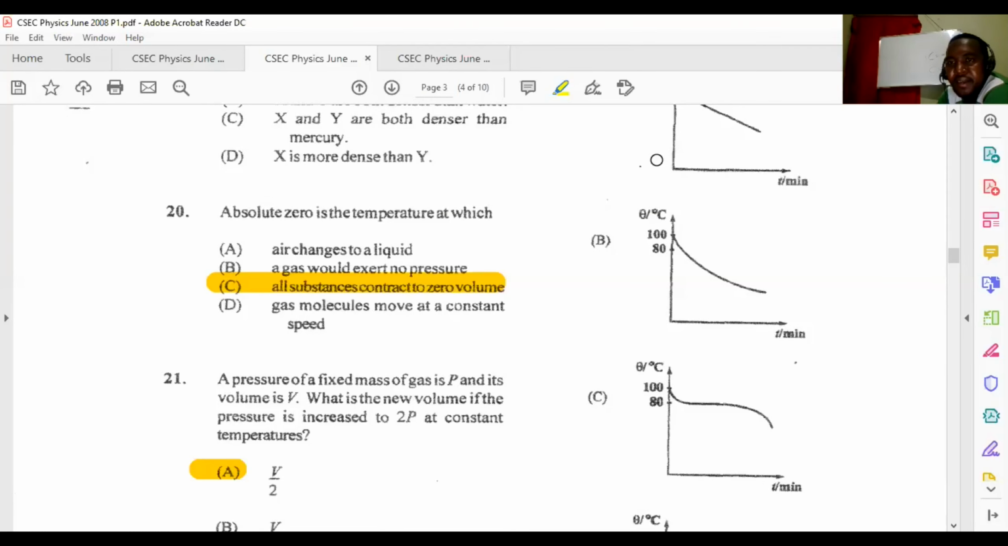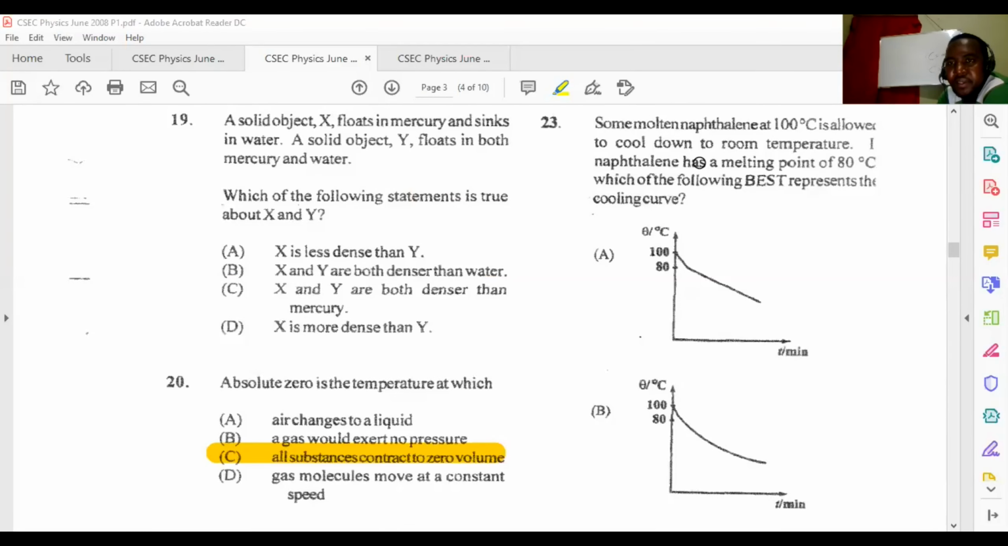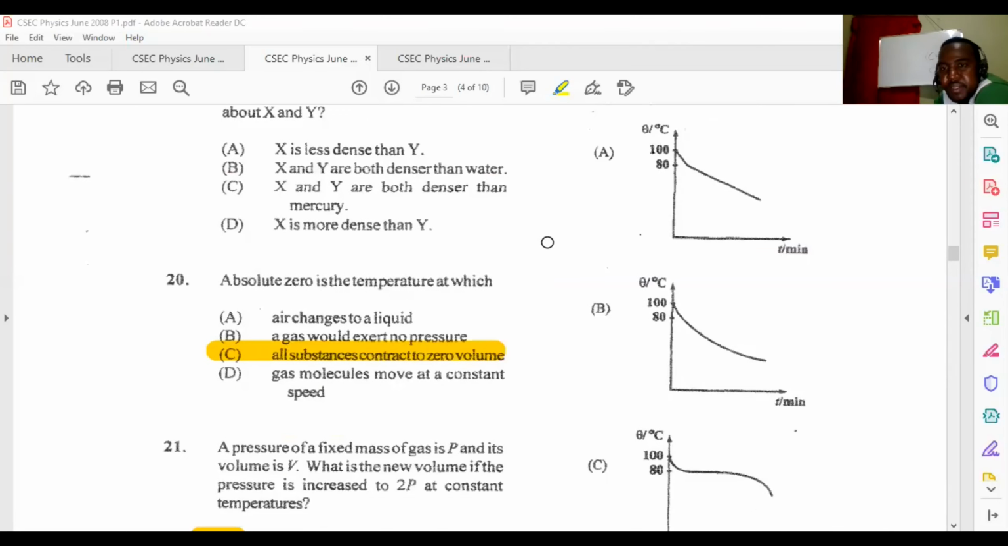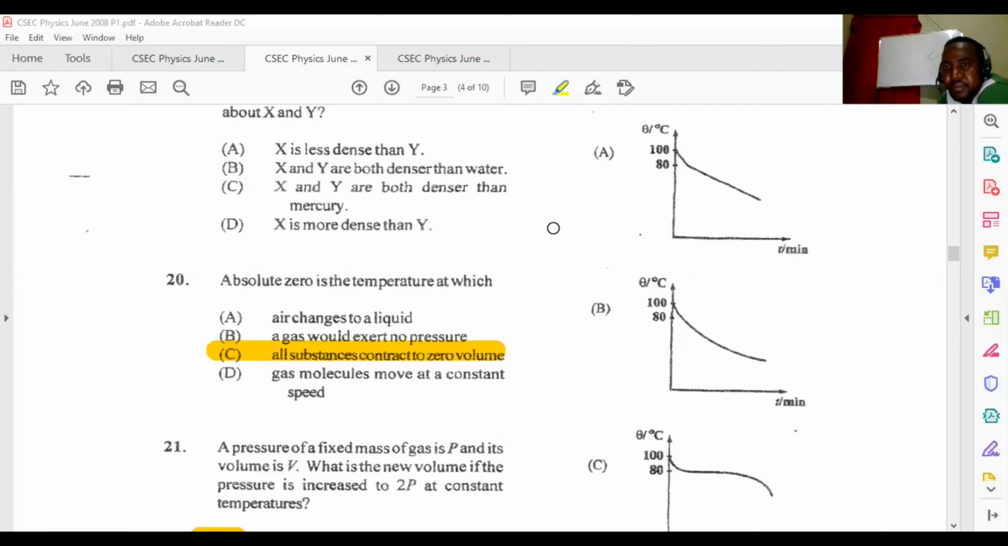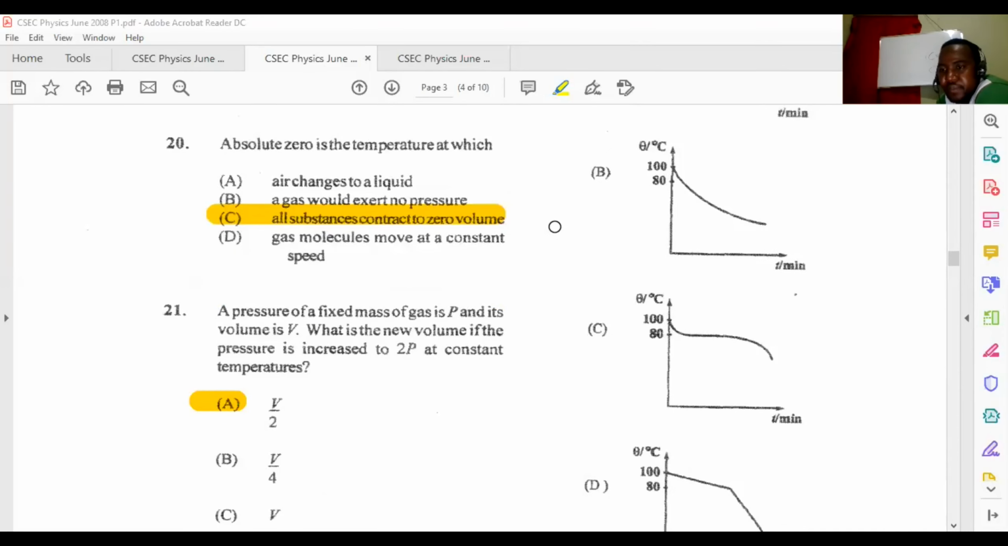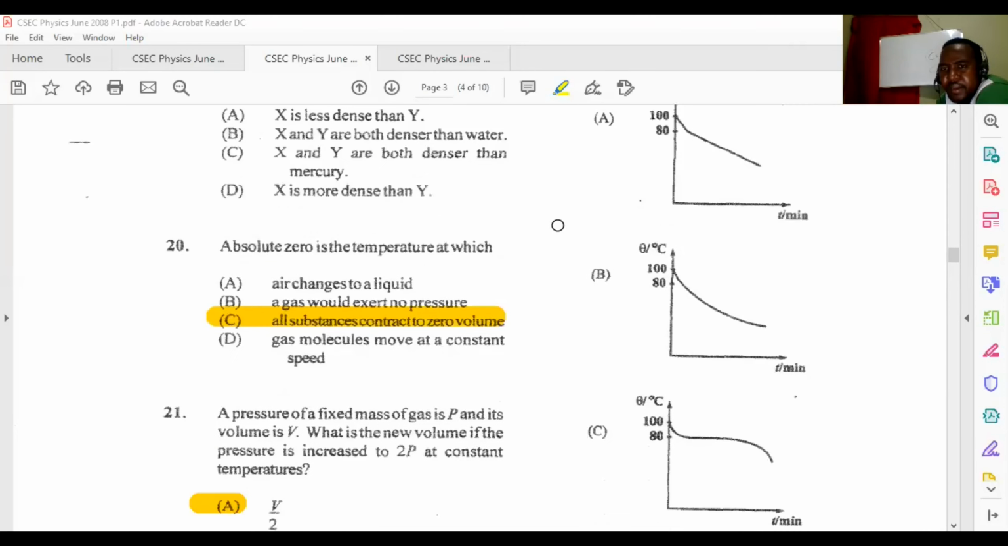Okay. All right, next, 23. Some molten naphthalene at 100 degrees is allowed to cool down to room temperature. If naphthalene has a melting point of 80 degrees Celsius, which of the following best represents the cooling curve of naphthalene? Which one? C.